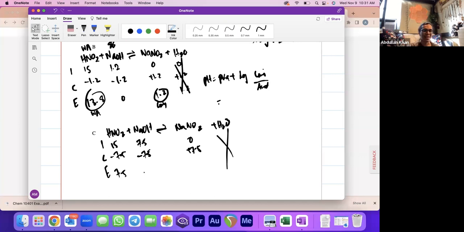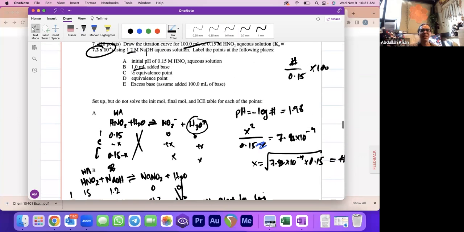Oh, there's a shortcut. I forgot to tell you guys. At the half equivalence point, things become nice. At the half equivalence point, the pH is always equal to pKa.